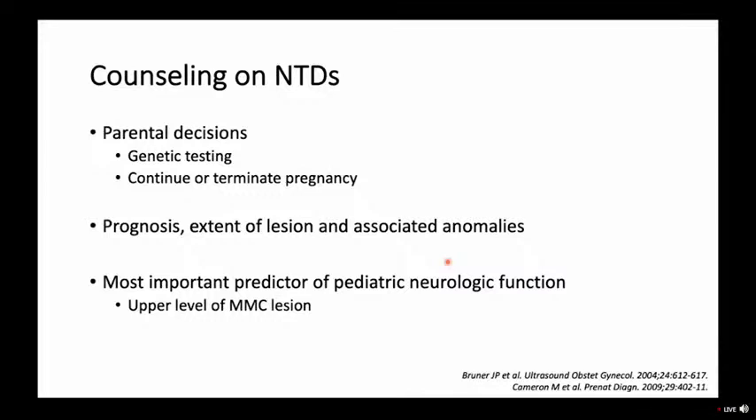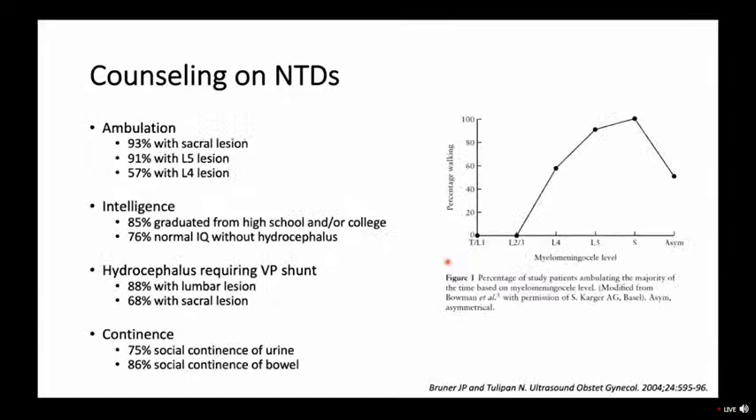What's the prognosis? The prognosis, like lateral ventriculomegaly, is going to be based on the level of the lesion. The most important predictor of neurologic function is the upper level of the myelomeningocele lesion. The first question the patient is going to ask you when you tell them that their baby has spina bifida is: is my baby going to be walking? Is my baby going to be paralyzed? This is a super important curve that I'd ask you to pay attention to, because often patients with spina bifida are not told information on an accurate basis.